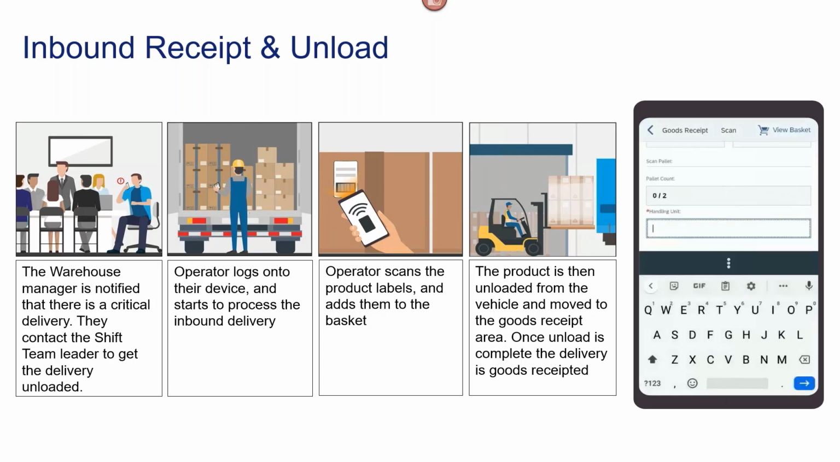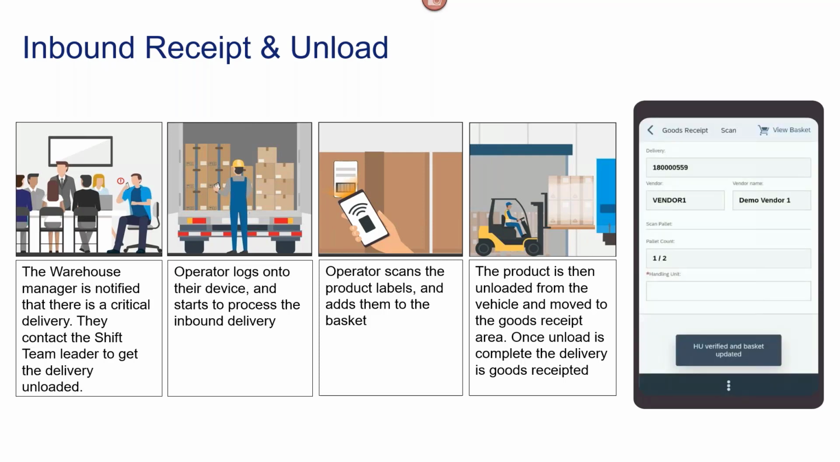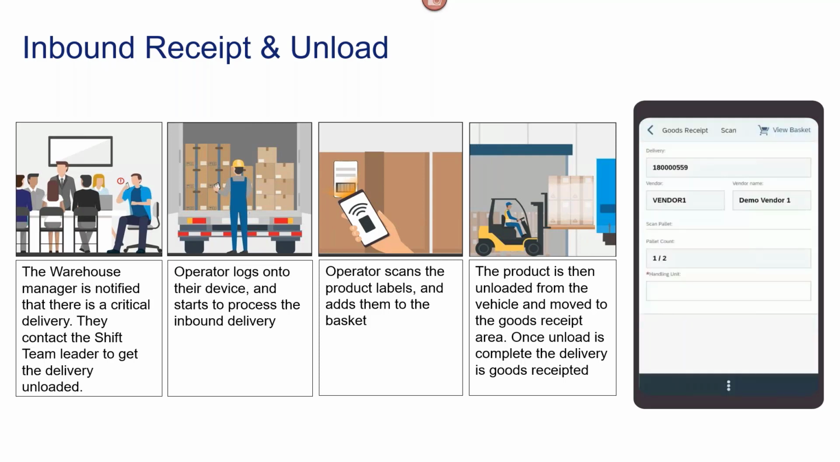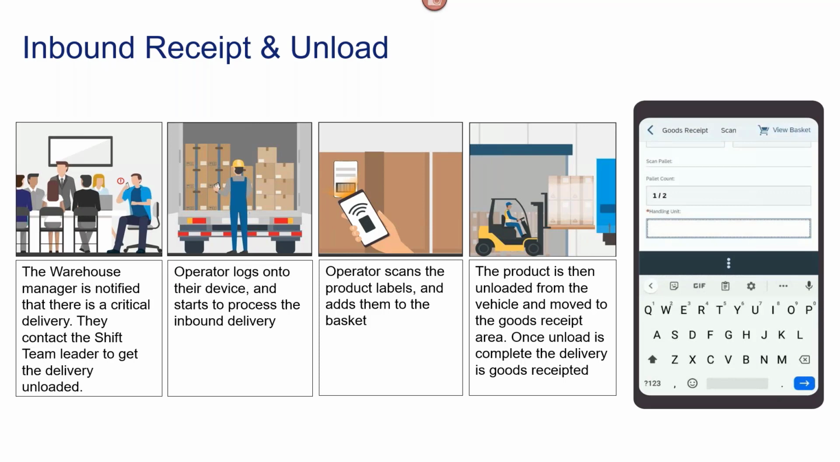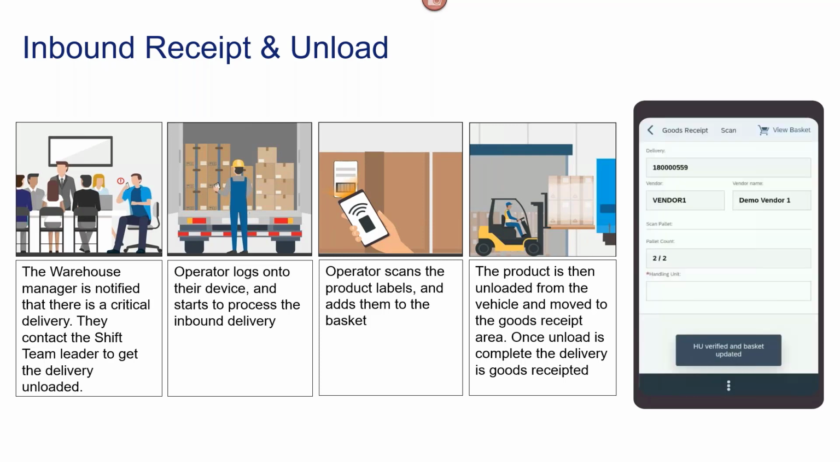The operator then scans that first label, whether it's the product label or the pallet label, and then they can add that to the basket. I'm just going to show you the basket again, just to show that that's updated. Although we can see the pallet count has changed, you can see that there is a mark now verifying that handling unit. So we'll scan the second pallet, and we'll also add this to the basket. And then we'll view the basket one more time. So now the process is completed.